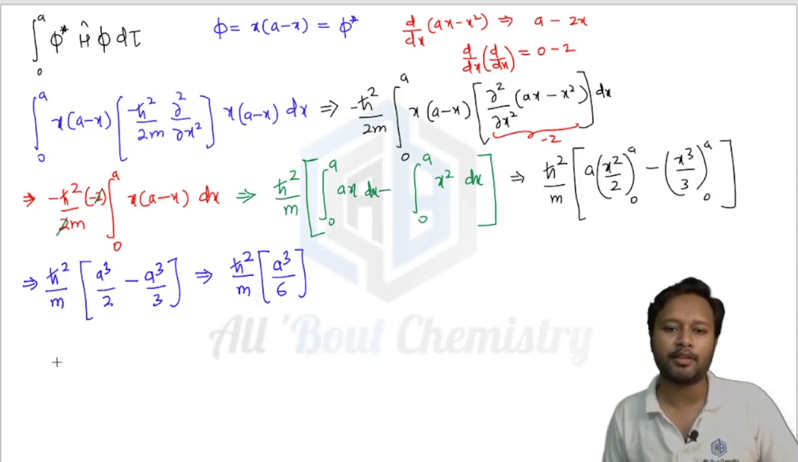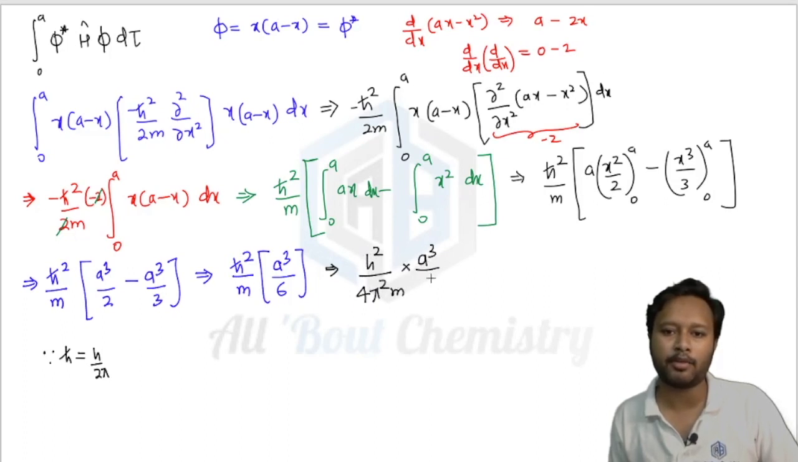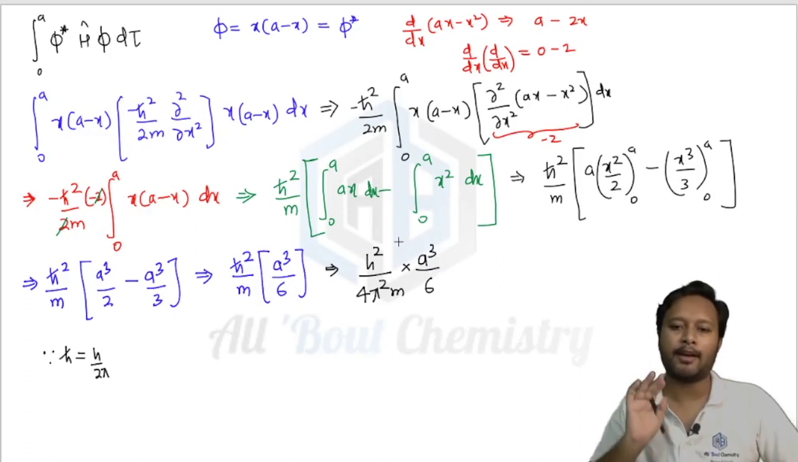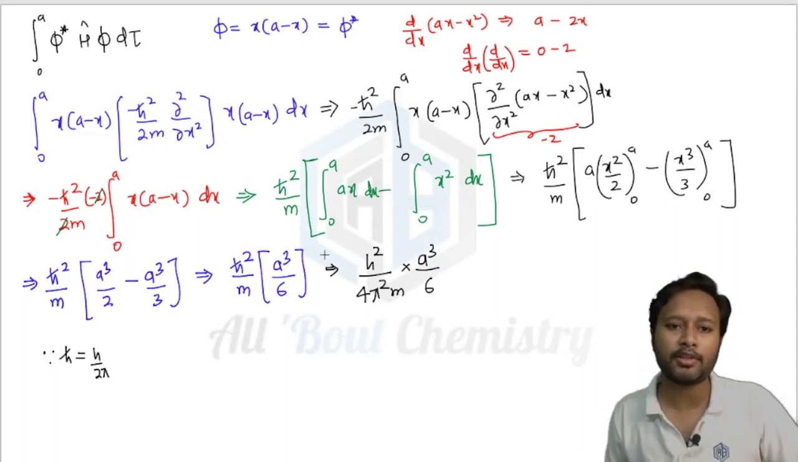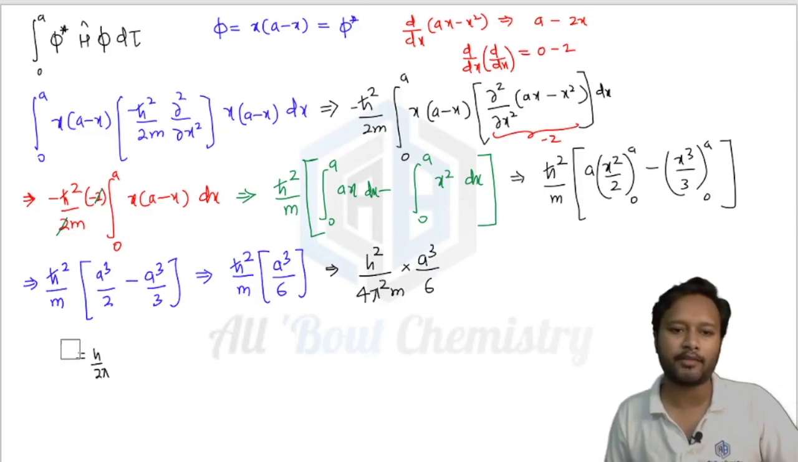So, since h cross is equal to h upon 2 pi, I can just substitute its value in the next step. So the value of h cross square will be how much? That will be h square upon 4 pi square m multiplied by a cube upon 6. So that's what I have got up till now. Okay, so this is the numerator part which I got. I can just erase this. I have just written it to show you.